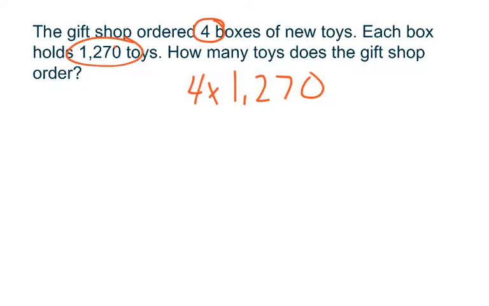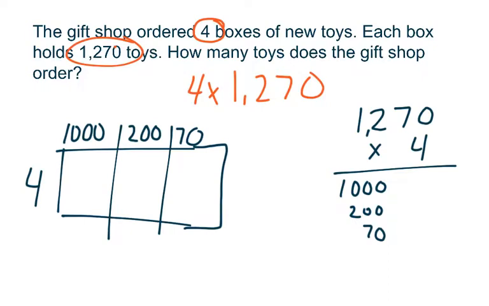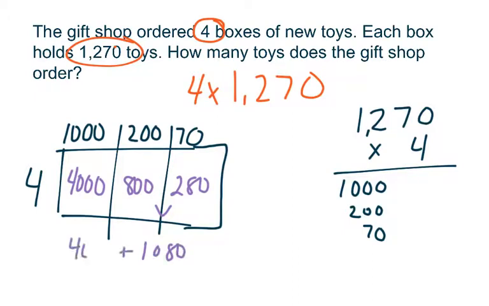So I'm going to go ahead and work this problem out 2 ways. I'm going to use the area model, and then I'm going to use partial products to work this out. So over here I have the area model. I'm going to multiply 4 times 1,000 and I get 4,000. 4 times 200 gives me 800, and 4 times 70 gives me 280. I would go ahead and add, I'm going to add 2 numbers at a time. Here I would get 1,080, and then I'm going to add that to 4,000. So my final product would be 5,080.